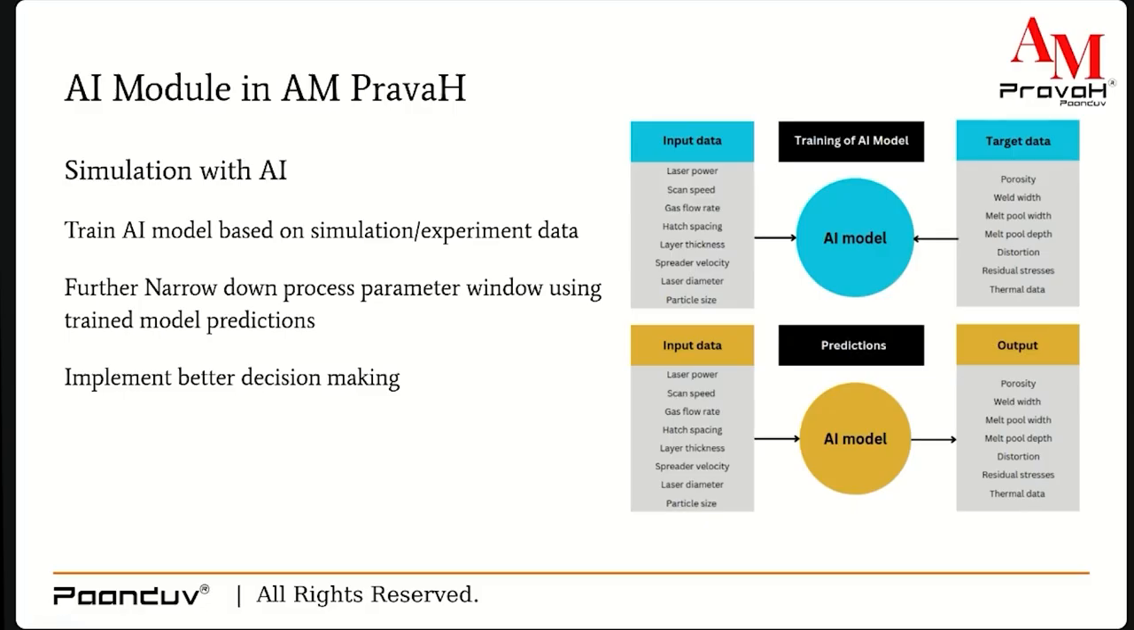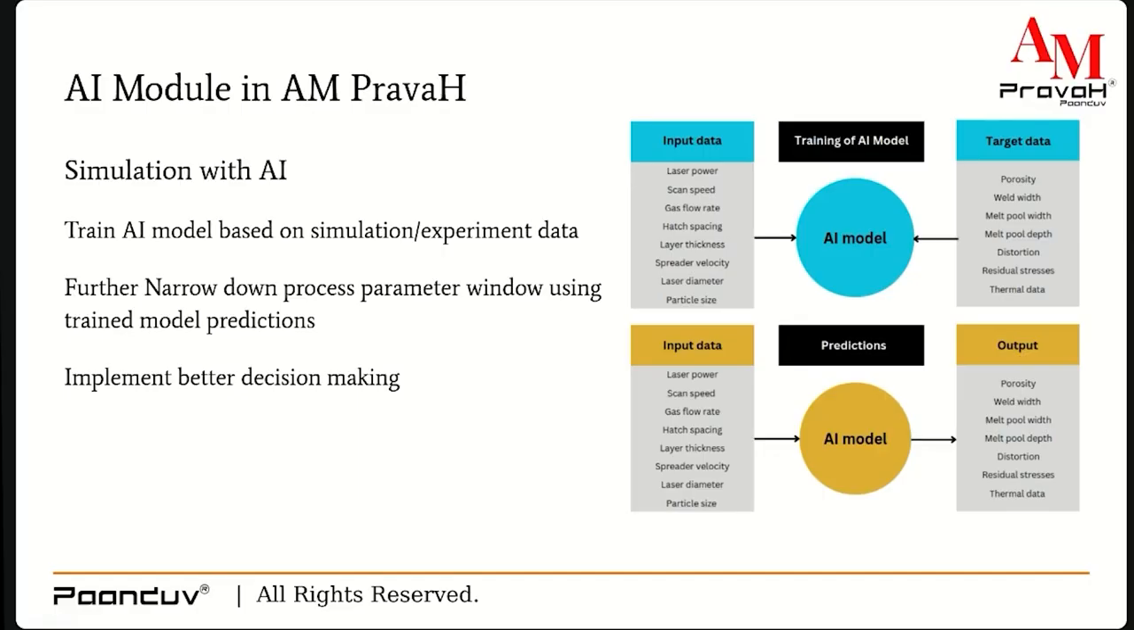Similarly, in more cases we might have more than two parameters, and at the end of it we are getting some output from it. It could be porosity. Maybe we want high porosity, maybe we want less of it, or maybe we just want to optimize the shape of our melt pool. At that time, this AI module comes into the picture.